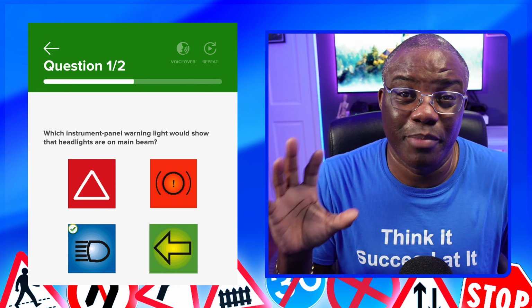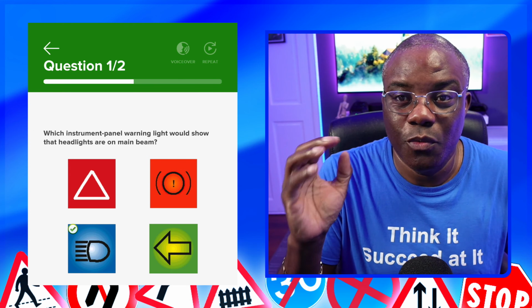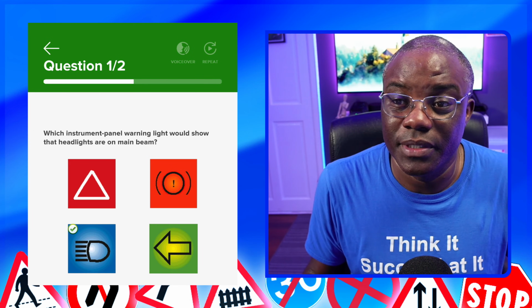You would use that when the road is pitch black, i.e. a country lane where there's no street lighting at night. But you will turn it off so not to blind other road users.